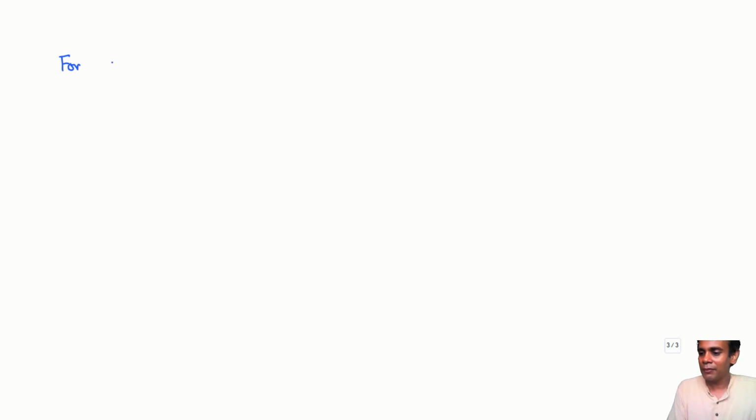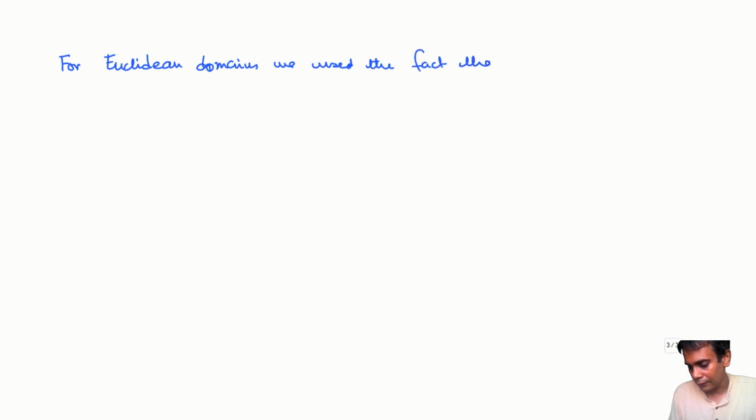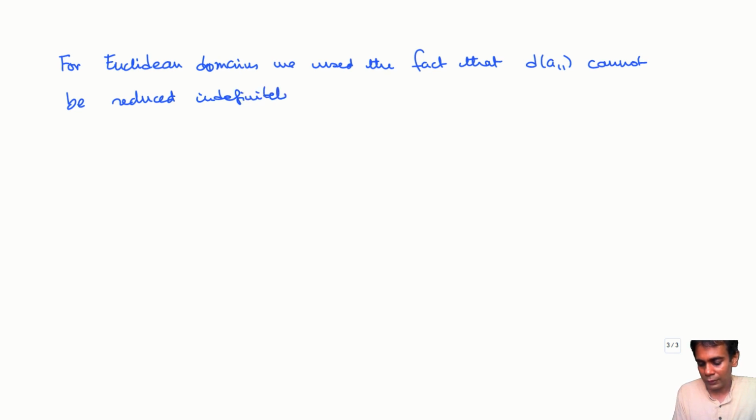For PIDs, we will just use the Noetherian condition. So for Euclidean domains, we used the fact that dA11 cannot be reduced indefinitely, because it starts with some finite value and the values it takes are all non-negative integers. So if you reduce it a finite number of times, you cannot reduce it any further.